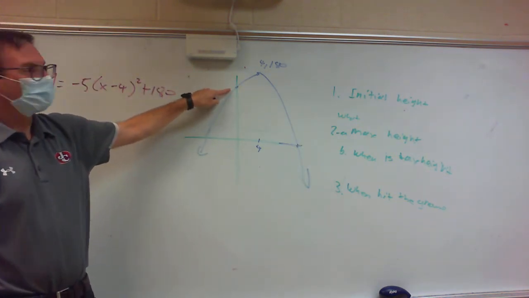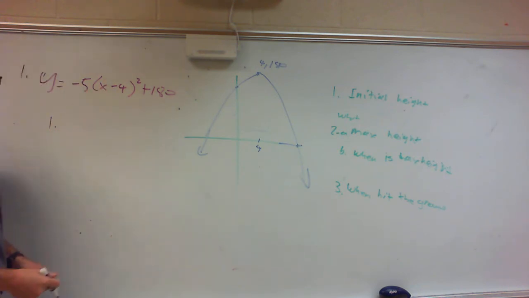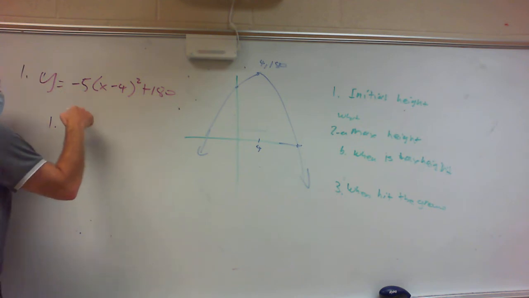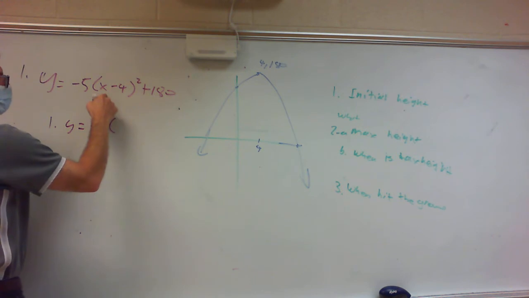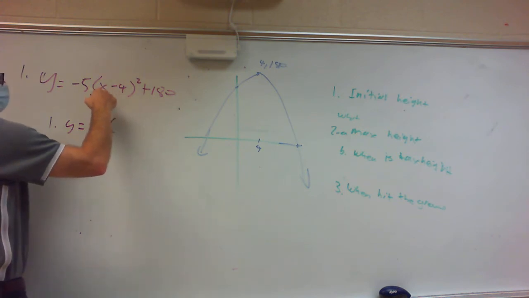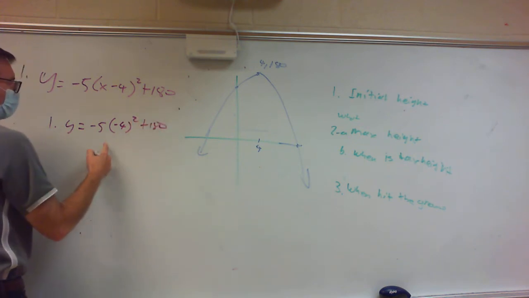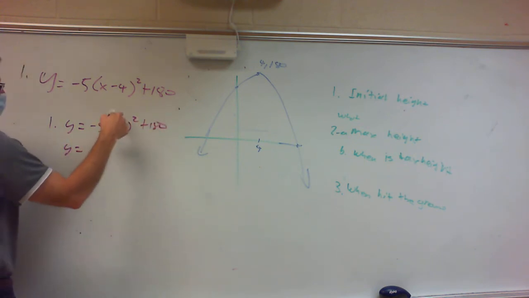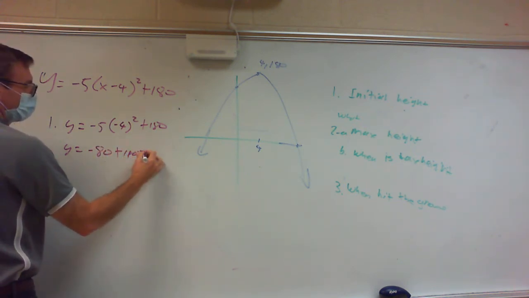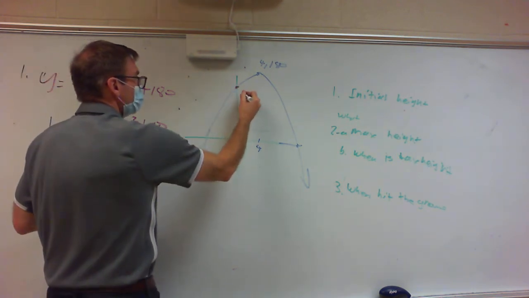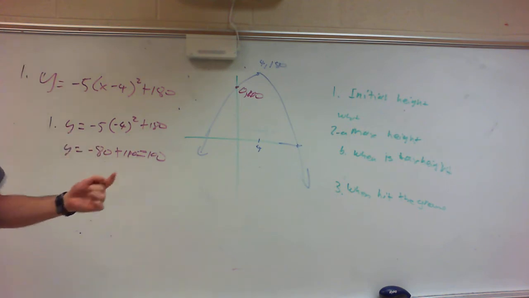Well, to find this dot, for question 1, I've got to plug 0 in. And when I plug 0 in, that's going to give me y equals negative 5 times 0 minus 4 squared plus 180. Now that's going to give me y is equal to negative 80 plus 180, which gives me 100. So I just found out this is the coordinate 0, 100, which means at time 0, the object's at 100.